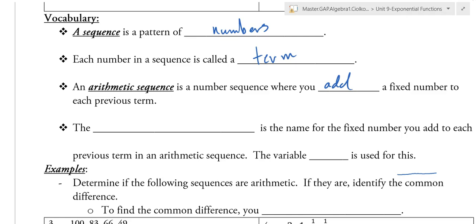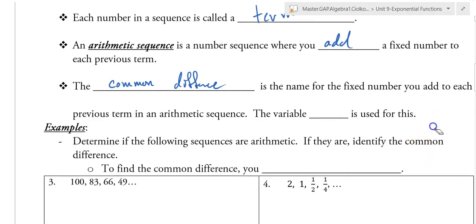Moving on down a little bit here. The blank is the name for the fixed number you add to each previous term in the arithmetic sequence. This is what's known as the common difference. The variable we're going to use here is d. So we're just going to write a d to represent that variable.